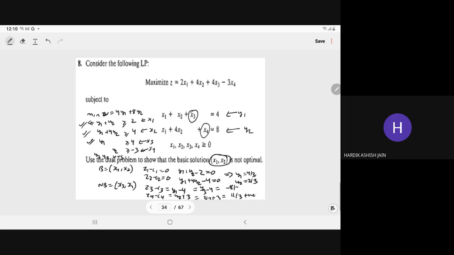minus 8 by 3, negative. The problem is of maximization. So in maximization we check the most negative will enter. Since this is negative, this implies it is not optimal.